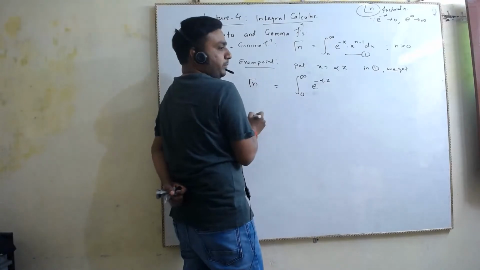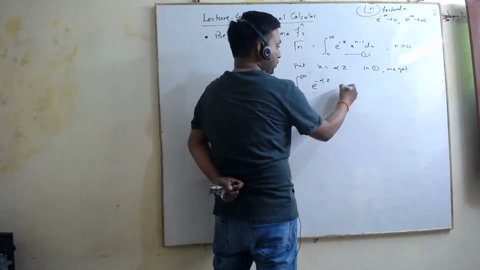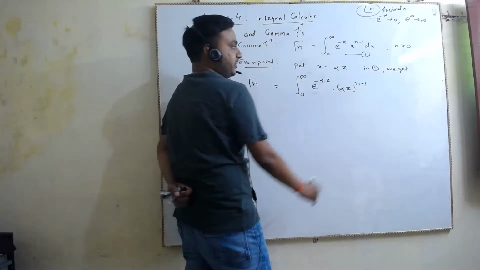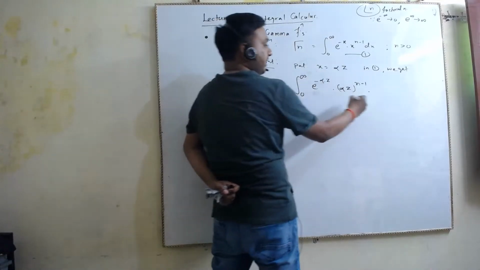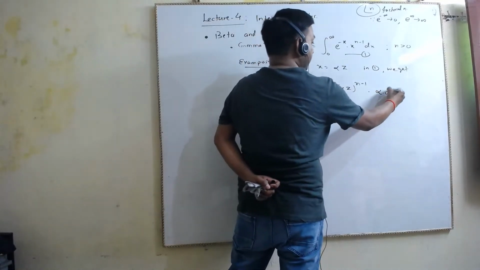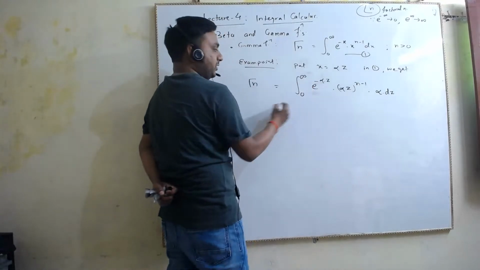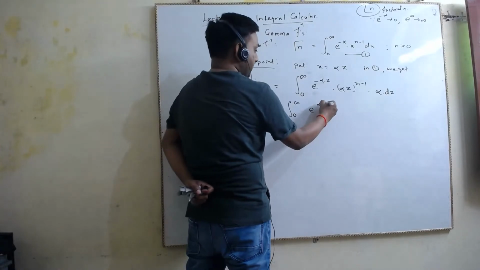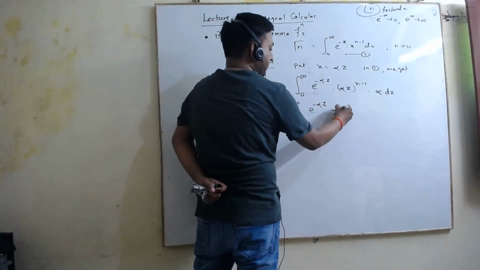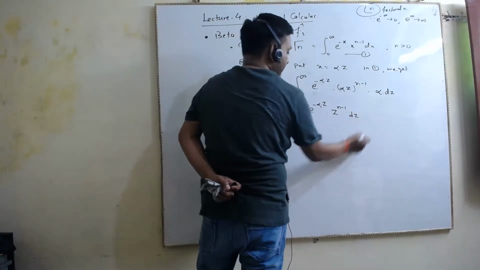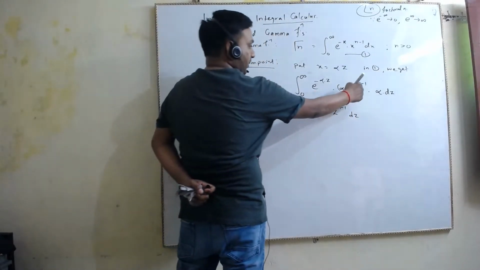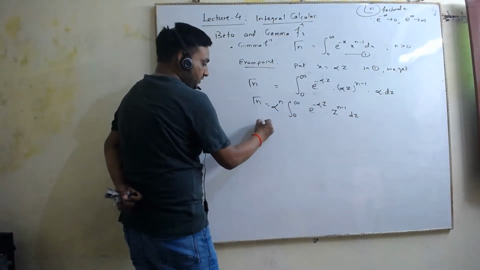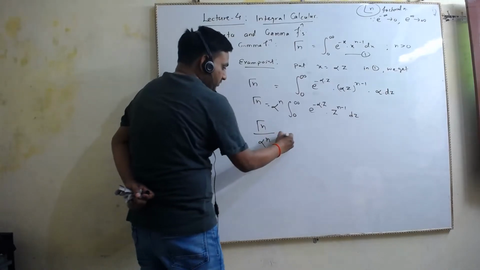What is going on here is gamma n. This is into (alpha z) power n minus 1, right? Into dx will be alpha into dz, right? So what we have, dear fellows, is 0 to infinity e raised to the power minus alpha z into z raised to the power n minus 1 into dz. This alpha power n minus 1, alpha power 1, so this comes out as this.